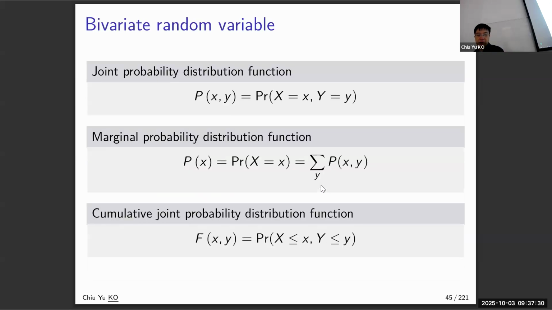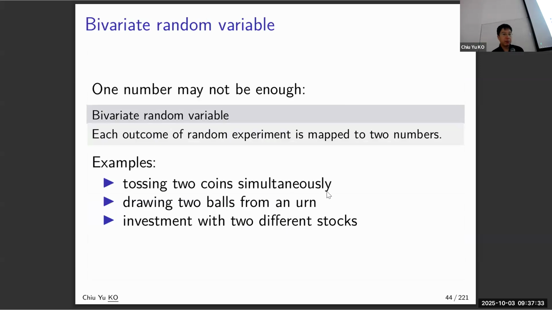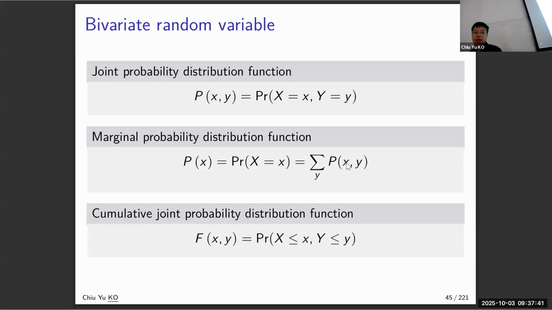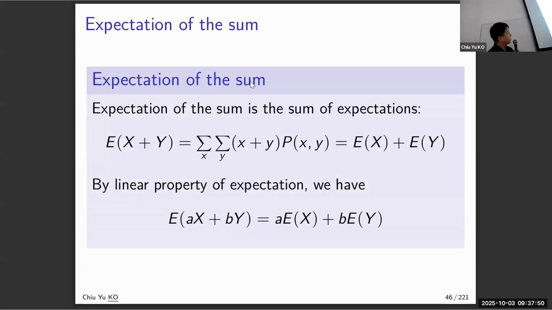And we also have the idea of bivariate random variable. Instead of describing an event using one number, you can use two numbers, or actually even more. And by that, we have to define the joint probability function, right? And we can easily define the expectation of the sum, and it turns out that because of the linear property, we have the sum of the expectations. That is not very surprising at all.